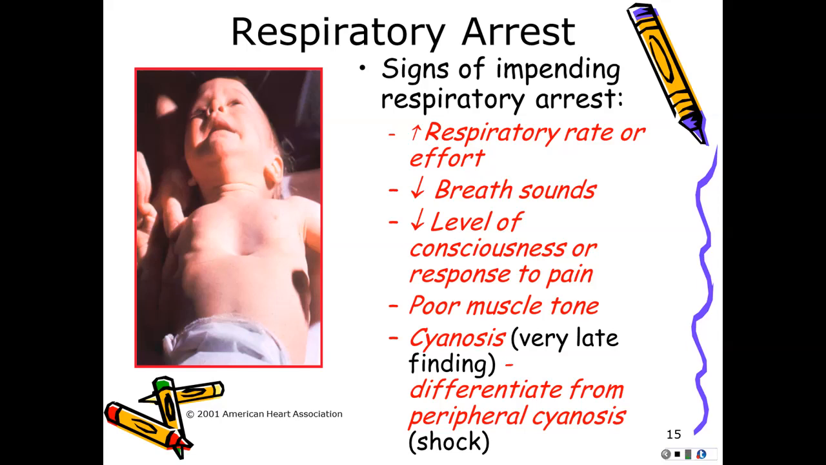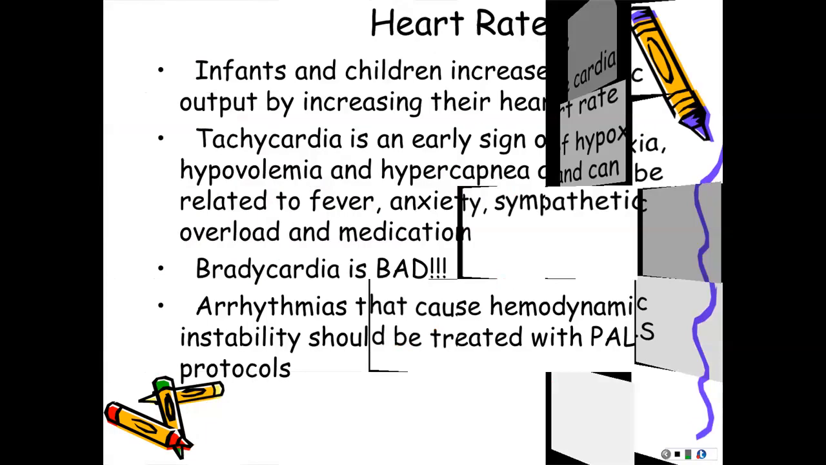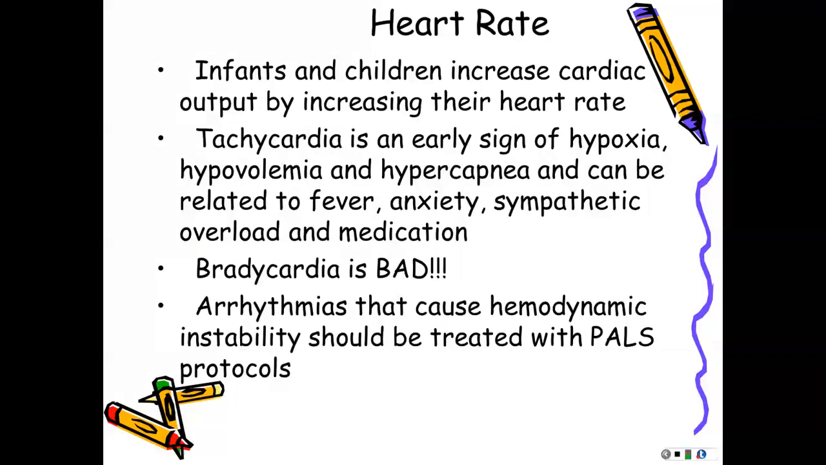And differentiate, peripheral cyanosis is also bad. Heart rate. I already talked about fast and slow on the breathing. It's pretty much the same on heart rate.